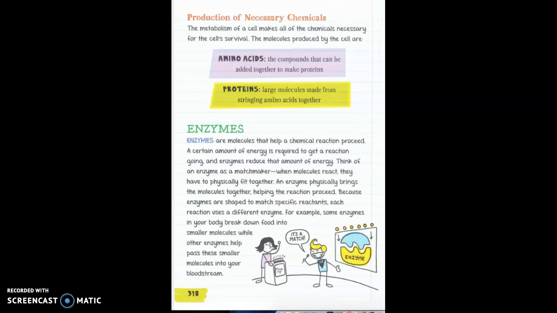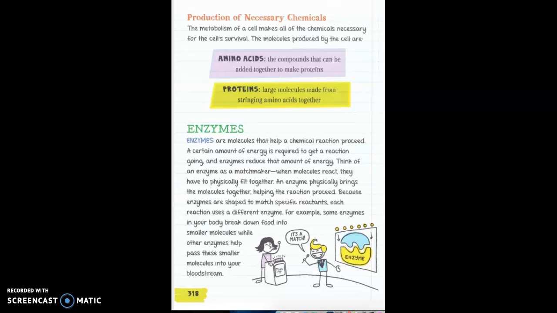Enzymes are molecules that help a chemical reaction proceed. A certain amount of energy is required to get a reaction going, and enzymes reduce that amount of energy. Think of an enzyme as a matchmaker. When molecules react, they have to physically fit together. An enzyme physically brings the molecules together, helping the reaction proceed.